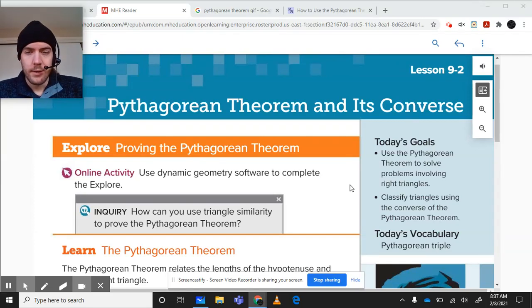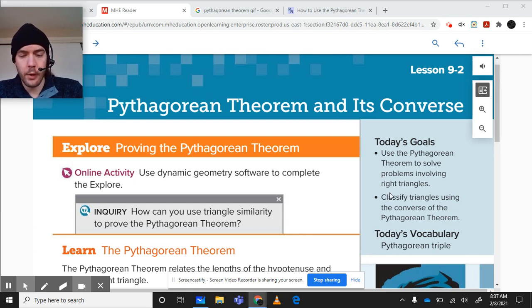Okay, so lesson 9.2 today is on the Pythagorean theorem and its converse. Today's goals are going to be to use the Pythagorean theorem to solve problems involving right triangles and to classify triangles using the converse of the Pythagorean theorem.